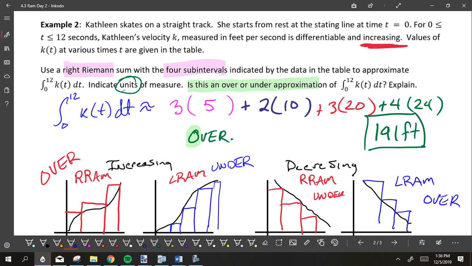I do not have that memorized. I would look at my graph and see, is it increasing or decreasing, and then go from there. That's the key to your success. Questions so far? Flip it over.